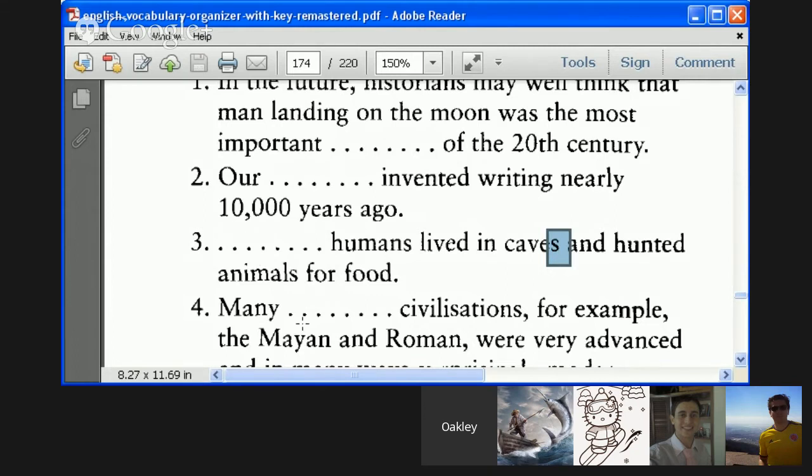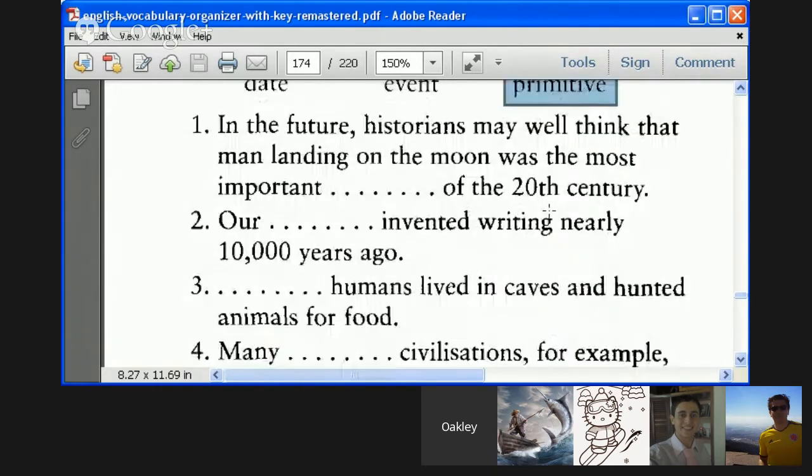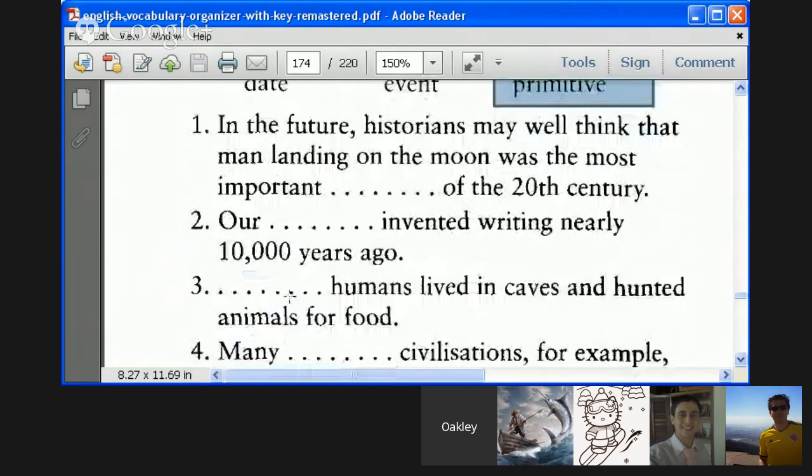I think this is not ancient. I think primitive. You're absolutely correct, Heidi. I wasn't thinking about that. Ancient could be used here, but the better answer, thank you, Heidi, the better answer here, Johnny, is primitive. Primitive humans live in caves and hunted animals for food. Well, there we go.